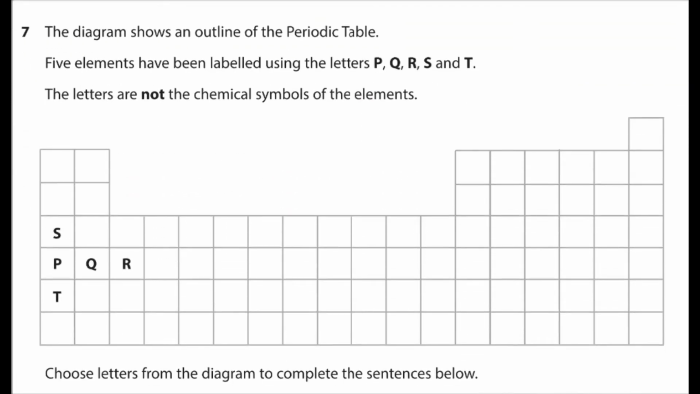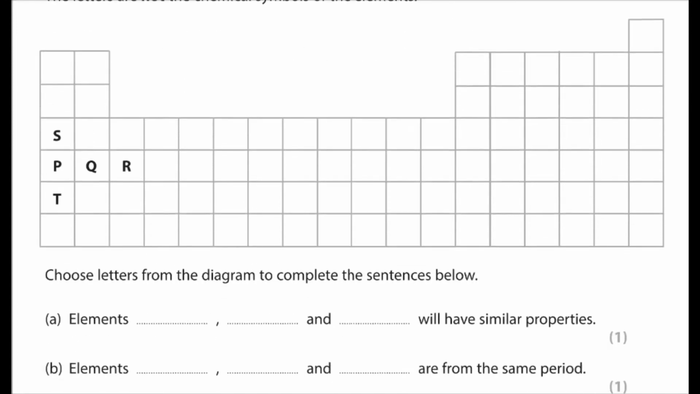Next one. The diagram shows an outline of the periodic table and five elements are labeled using the letters P, Q, R, S and T. The letters are not the chemical symbols of the elements. Choose letters from the diagram to complete the sentences below. They are talking about similar properties in the first question. We know that similar properties are available in elements of the same group. So if you look at this, this is one group. So we can say S, P, T will have similar properties.